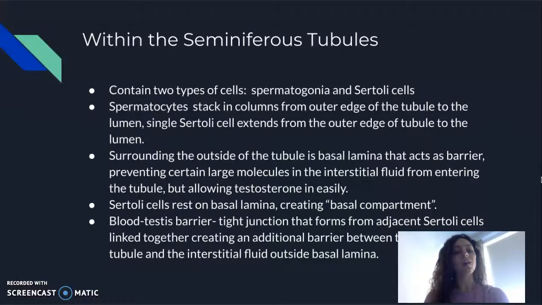And there's also something called the blood-testes barrier, which is a tight junction that forms from adjacent Sertoli cells that are linked together, which creates an additional barrier between the lumen of the tubule and the interstitial fluid outside the basal lamina.